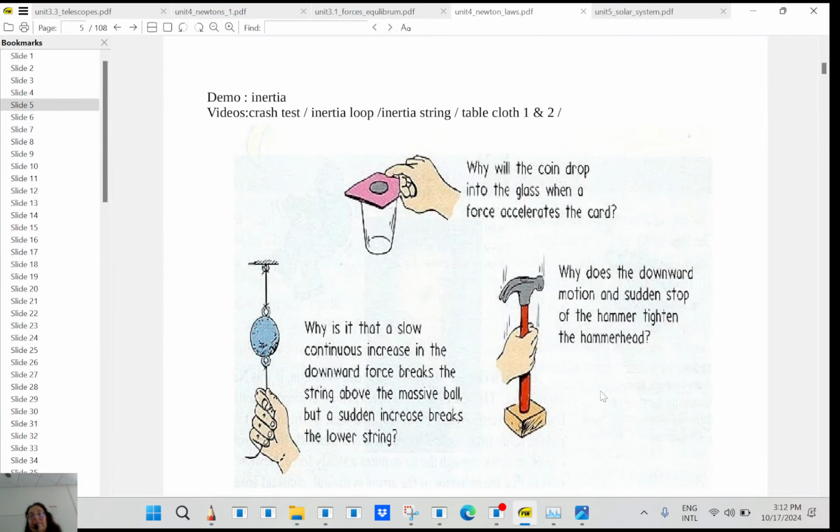Okay, likewise here, if you have a hammer, you can do the experiment. And if the head is loose, you're going to hit the desk. So the handle will hit the desk, but the head will keep moving at the same speed in the same direction. So it will secure itself on its own on the handle. It's a trick that people who do a lot of work at home, for example, know.